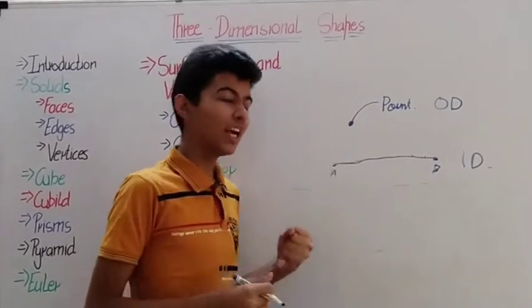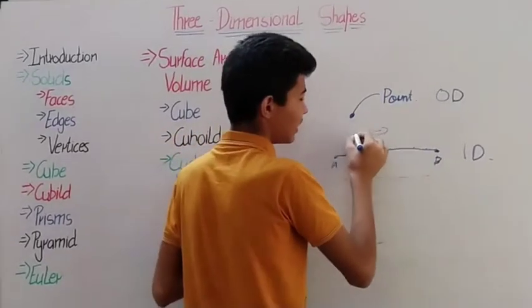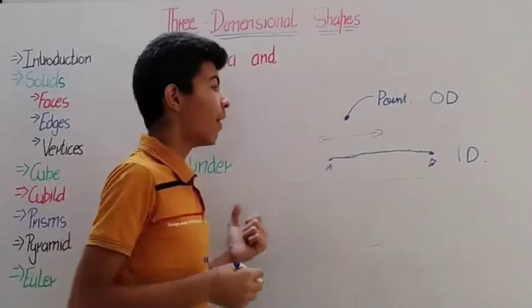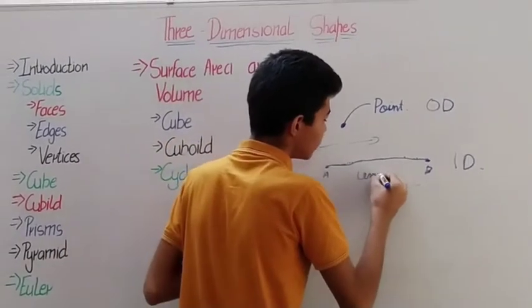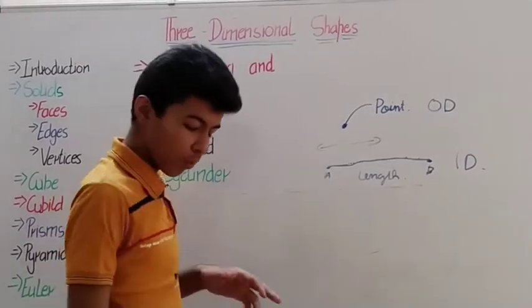Because if you were to stand on this line, you could only move in one direction or in this direction. That is only one direction. So we only have length to measure it. So now what happens?